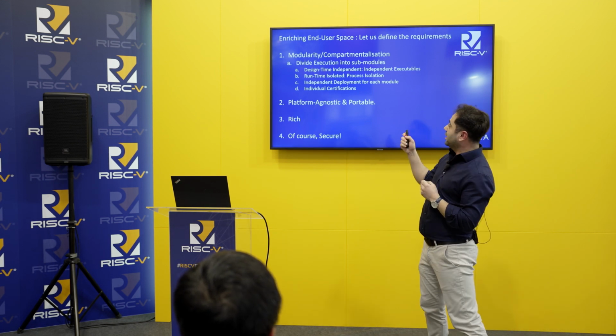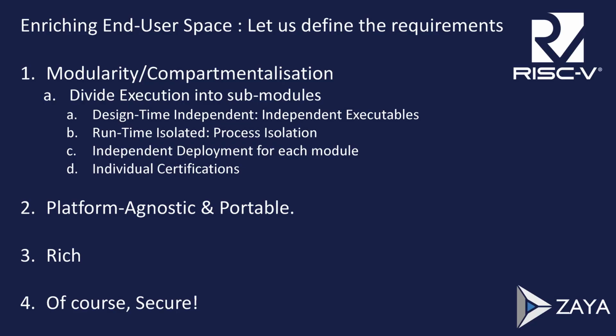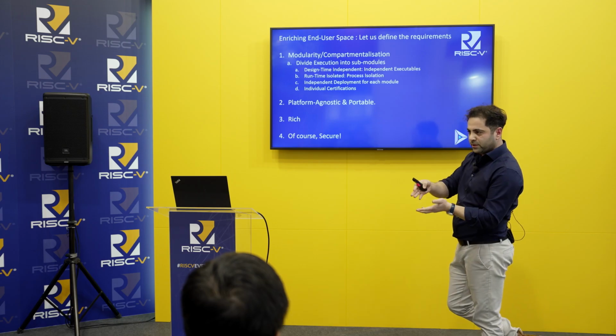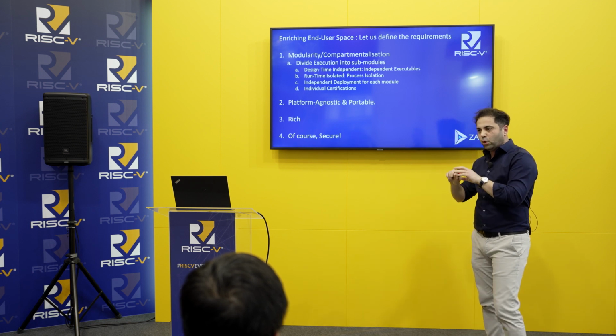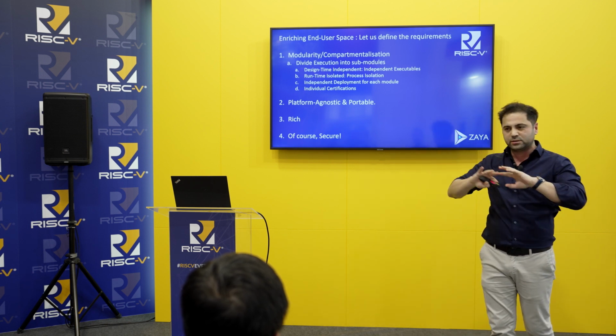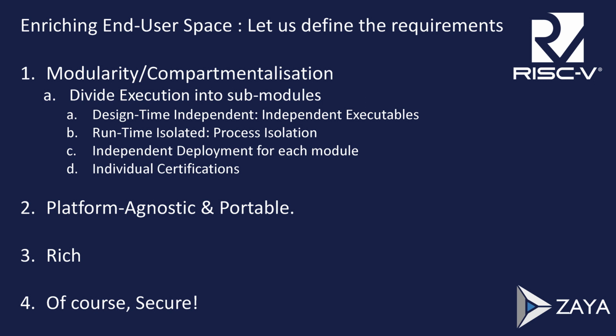And we could divide executions into submodules, like microservices, maybe user application, maybe untrusted things. And it can be design time independent, like TE. It can be an independent executable, even for microcontrollers. So while you are using one tool chain with one of them, you can use another tool chain. And all these can be developed by different teams, maybe. And it must be, of course, runtime isolated. Process isolation, we call it in operating system theory.